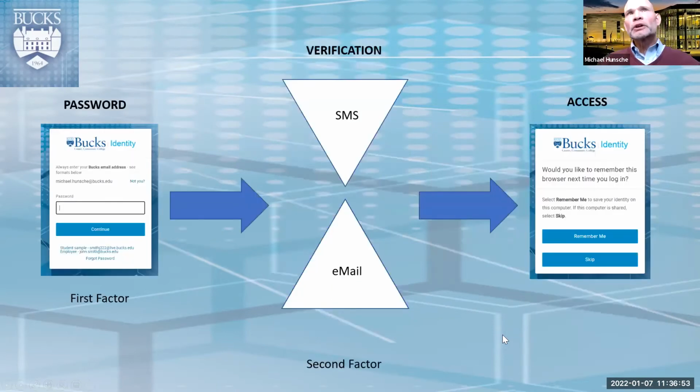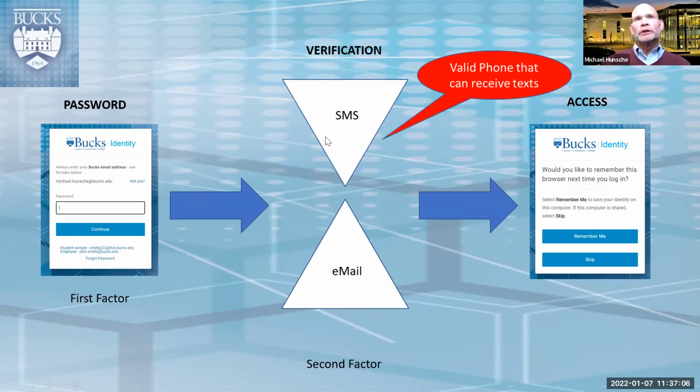So there are a couple other alternatives that you can use other than Protect. Same process: enter your password, and you'll get verification either on SMS or email, and then you get access. A couple disadvantages, or a couple things to note. On SMS, you have to have a valid phone number that can receive text. Now, we've had some people put down landlines. Landlines do not receive text messages, folks.